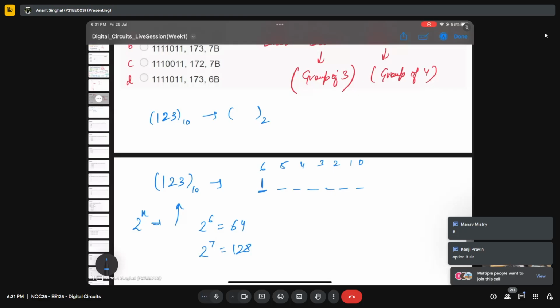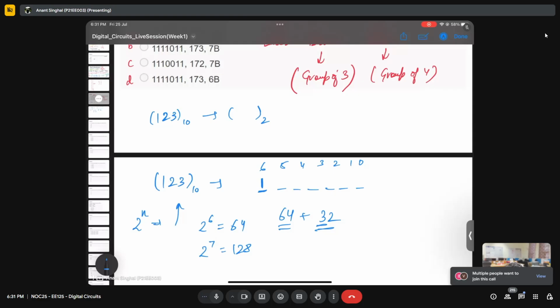So I'll write a 1 here, right? 64 is the maximum number, and the second number that I can add is 32, right? So 64 plus 32 will give me 96. So I have got 96. I can also do 2 raised to power 4, that would be 16, giving me 112. So I can also write 1 here. Now what I am left with is plus 8. So that will give me 120, right?